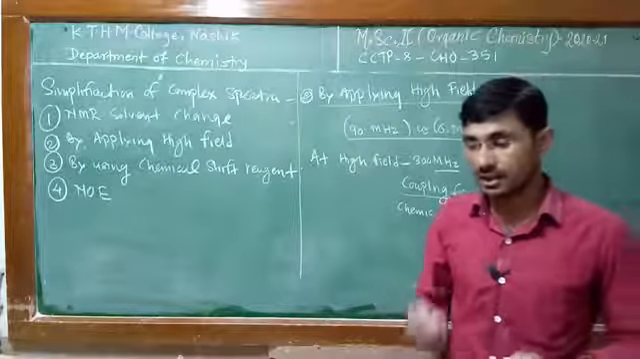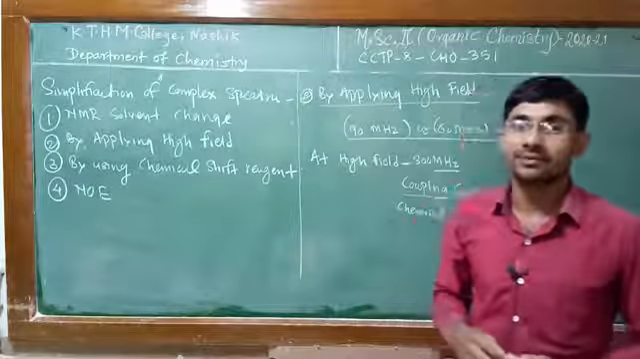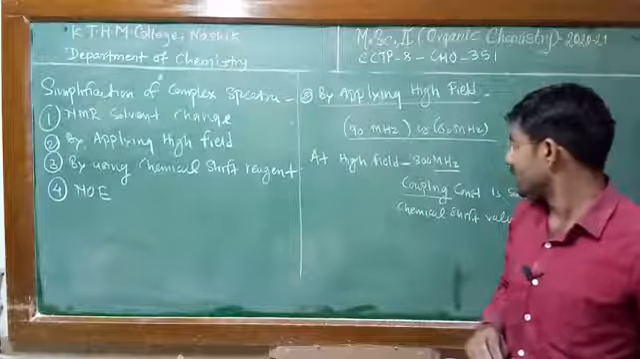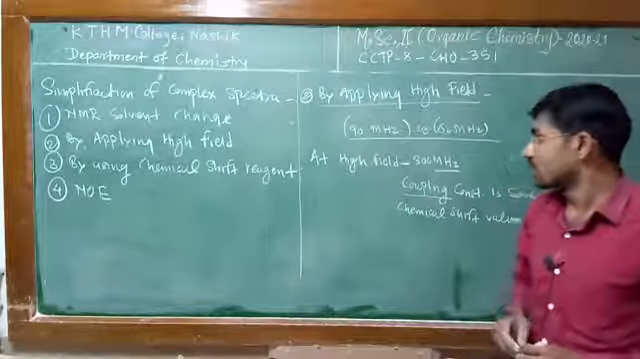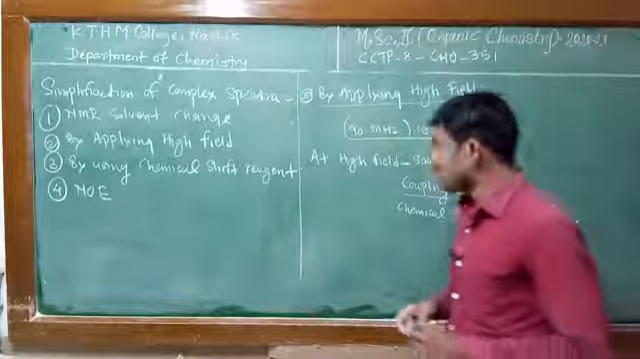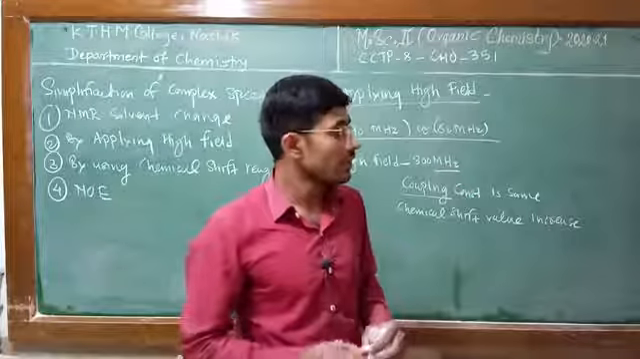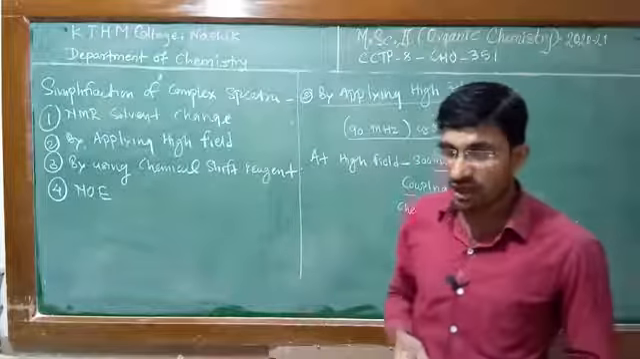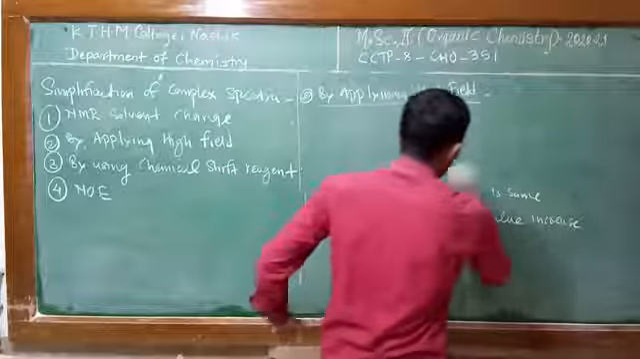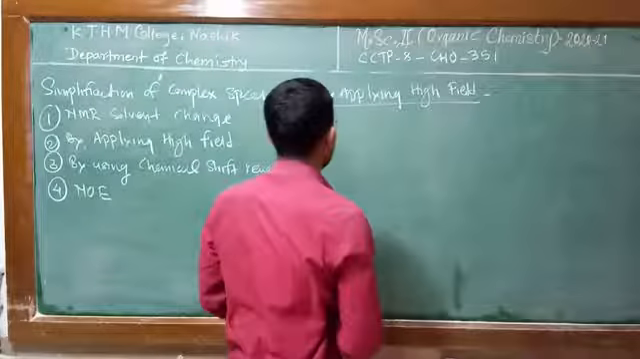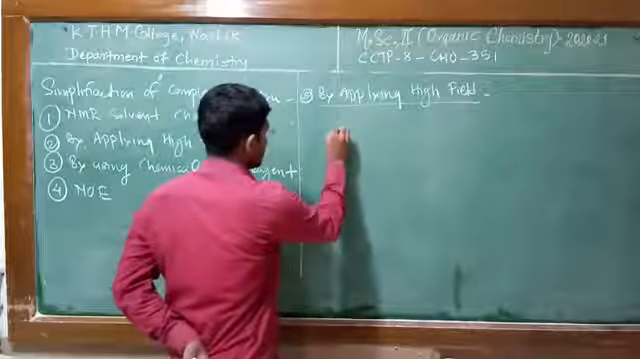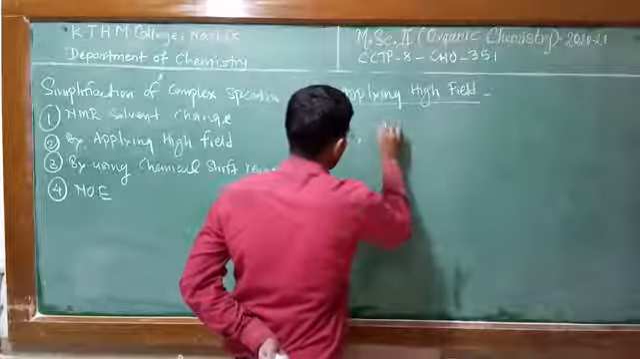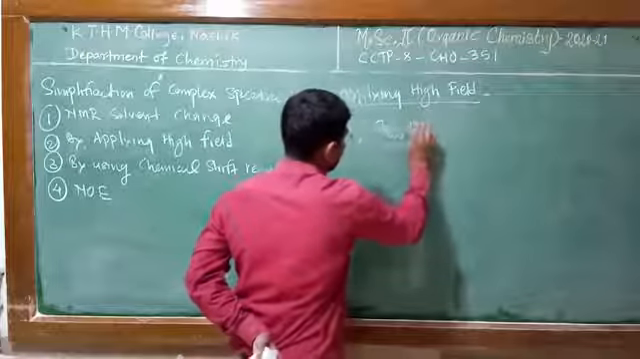So we can extract the splitting pattern, individual multiplets, with the help of high field strength spectra. So in this way we can easily resolve the spectra. For example, if you consider an organic compound that contains three signals, first is the quartet, and there are two triplets, so we get two triplets.